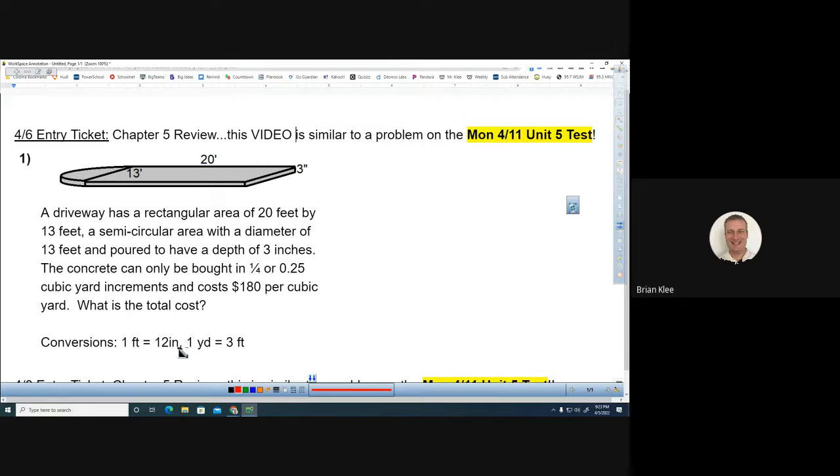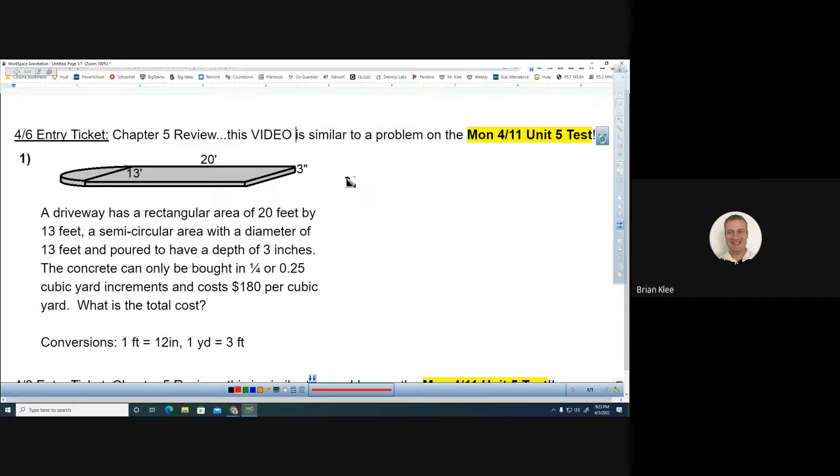Our conversions that are going to be helpful here eventually are 1 foot equals 12 inches and 1 yard equals 3 feet. So this also goes back to the 5.3 quiz. If you have yet to do that or get a score that you like on it, I strongly advise you go back and do that.